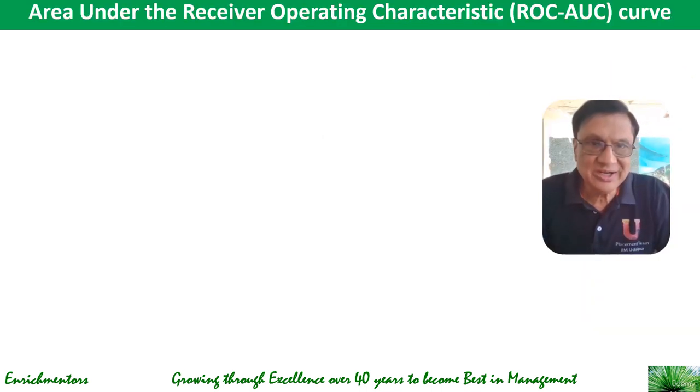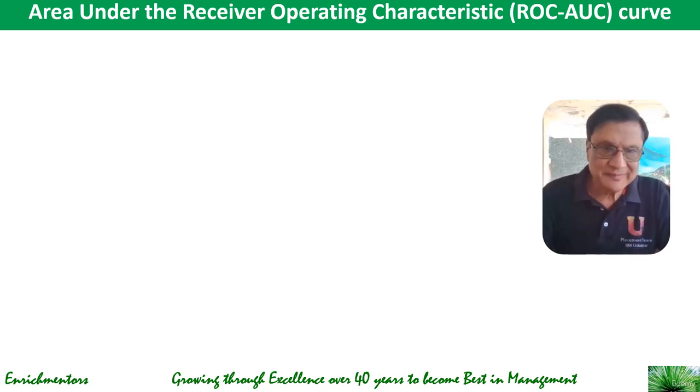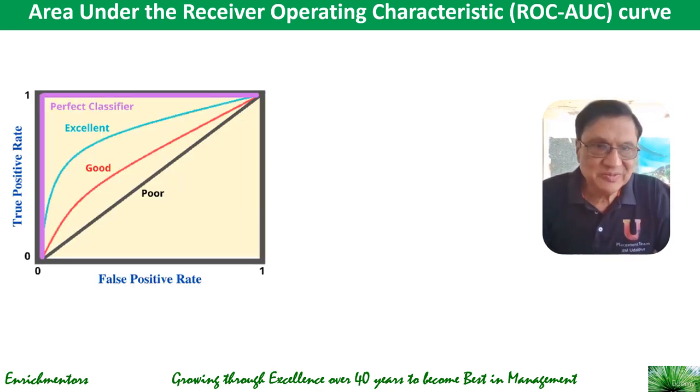Then the area under the receiver operating characteristic curve. Let's take a look at that. The area under the receiver operating characteristic curve: you see there are five curves here: black, red, greenish, blue, and pink. The area under this curve is what is called the area under the curve.